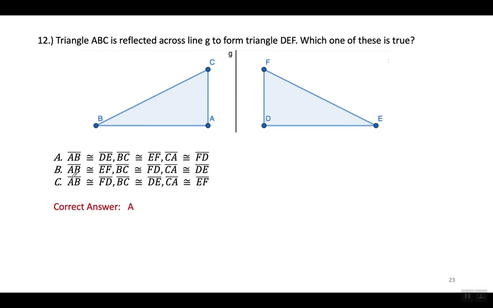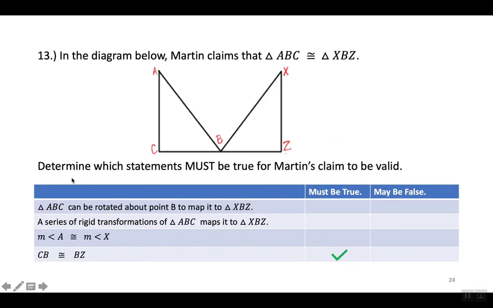Okay, last question that we got to go over for today is this one. Okay, so oh, I messed up there. I didn't mean to put the answer, but whatever. Let's continue. Okay, it says in the diagram below, Martin claims that triangle ABC is congruent to triangle XBZ.